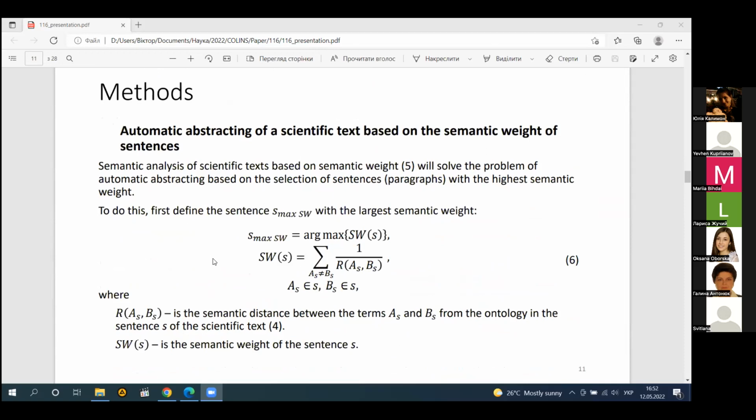Automatic abstracting of scientific text based on the semantic weight of sentences. Semantic analysis of scientific text based on semantic weight will solve the problem of automatic abstraction based on the selection of sentences or paragraphs with the highest semantic weight. To do this, first define the sentences with the largest semantic weight. This method is explained by Formula 6. Notation is developed.